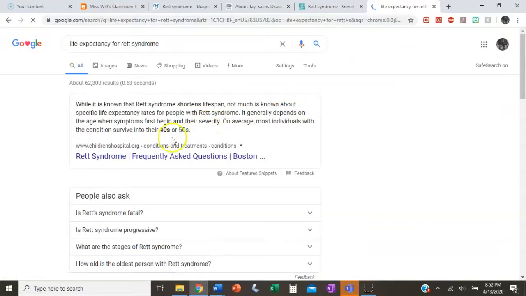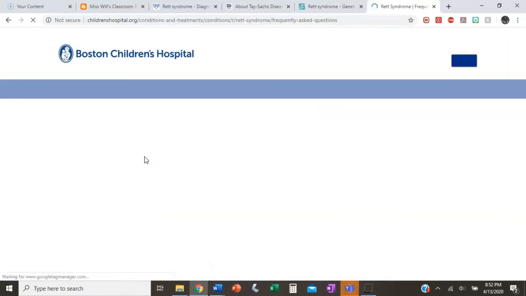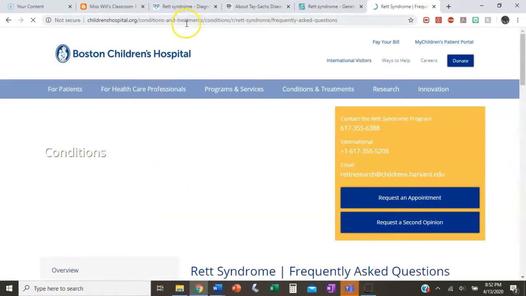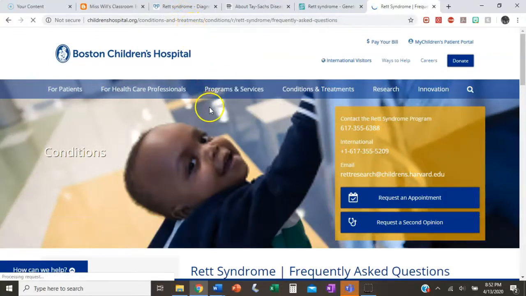Okay, and so here, this is from childrenshospital.org, it's Boston Children's, and so again, that would be considered a reputable source, and it talks about here that the lifespan is short, don't really know exactly what the life expectancy is for people with Rett syndrome. It says on average, most individuals with the condition survive into their 40s or 50s. If I click here, then I can get a little more information, and I can get the website for my bibliography. All right, so ladies and gents, that's kind of where we're going to stop today.